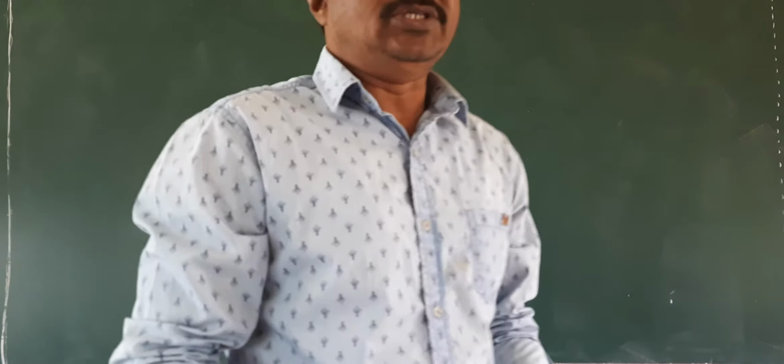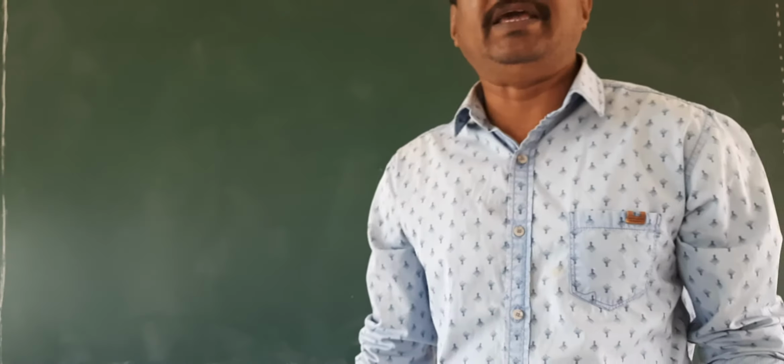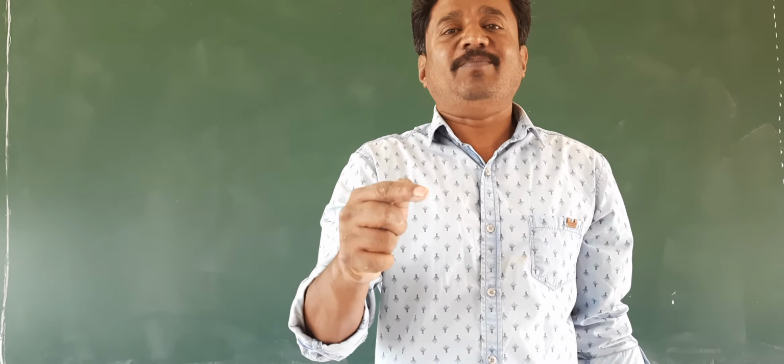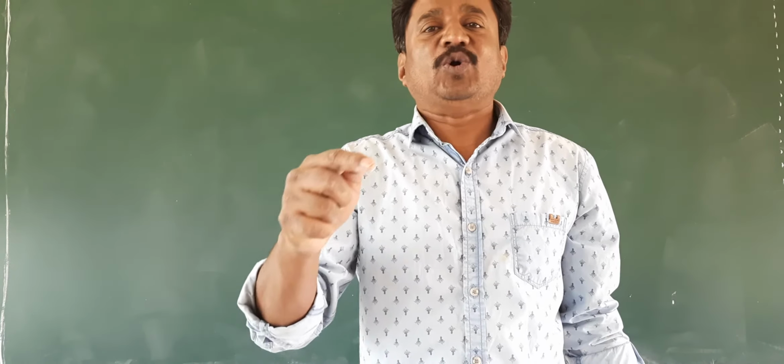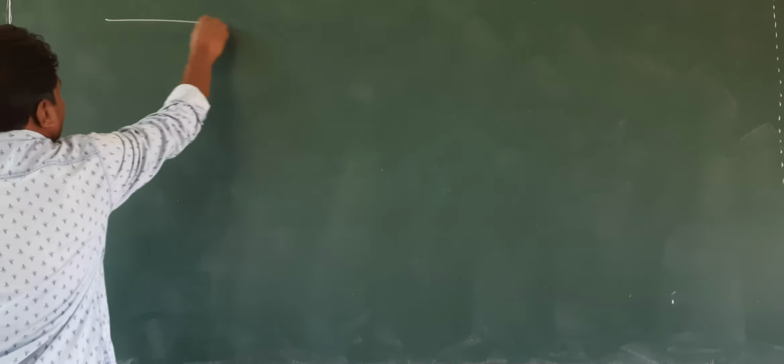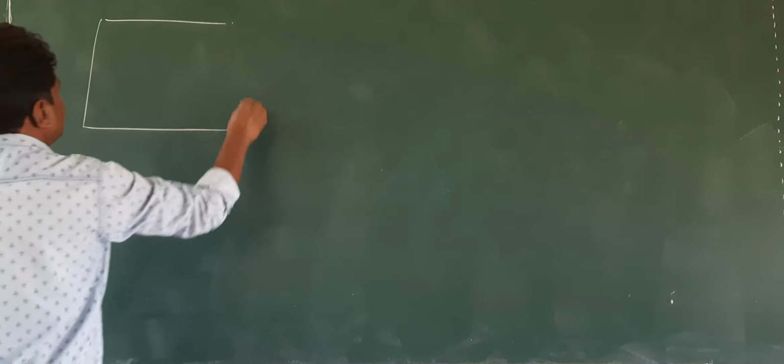Students, this is class number 17. In the last class, I explained about the complement of a set. Let us recall. The rectangle means a universal set.